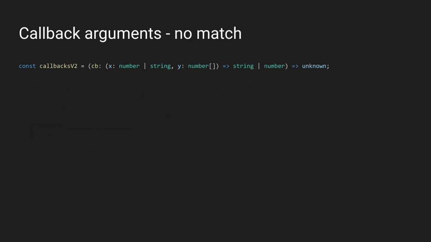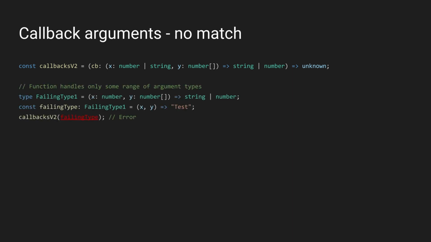We have explored different types that can match a callback function. Now let's examine a few examples of functions that cannot be passed as proper arguments. Consider the callback v2 function, which expects to receive a function with two arguments, the first accepting either a number or a string, and the second accepting an array of numbers. This function should return either a string or a number.